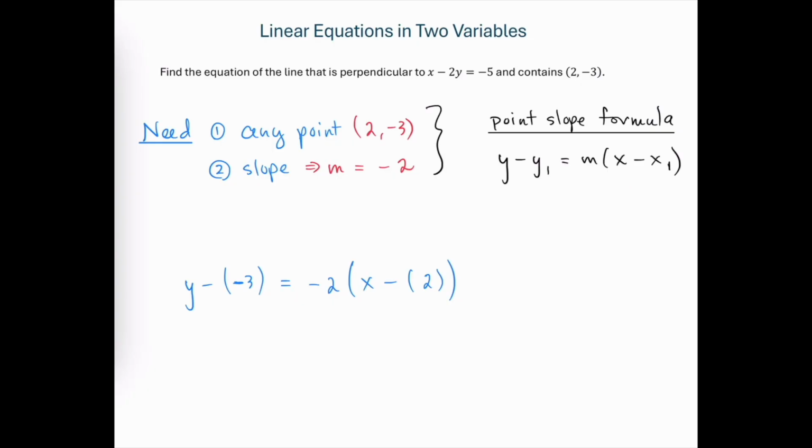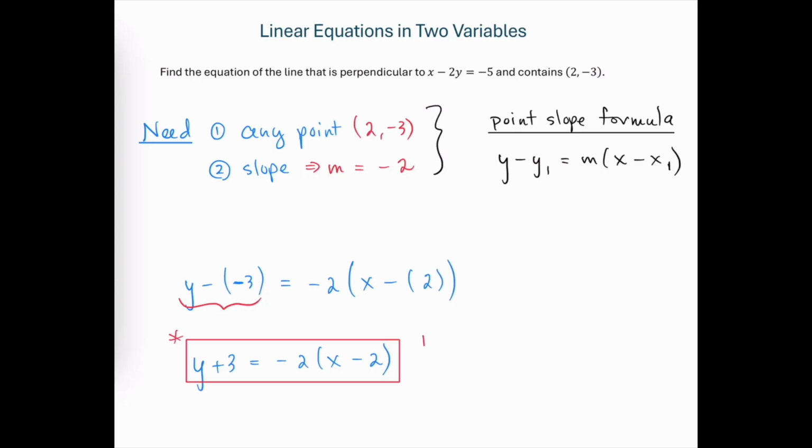Now if we take some very minor cleanup steps, meaning that we're simply going to call minus a negative 3 plus, so this is y plus 3, but we don't do anything else really to the equation, this is going to be the equation of our line in point-slope form. Essentially, if we take the point and take the slope and plug them into the point-slope formula, but don't do much else to it, then we get the equation of a line in point-slope form.